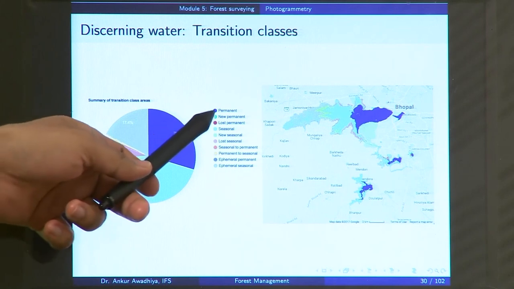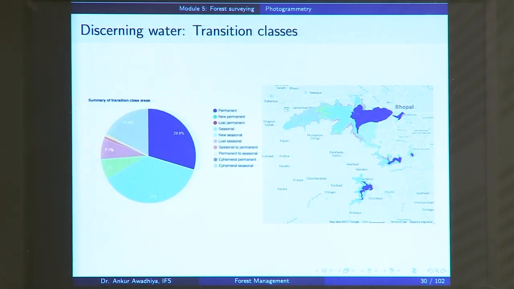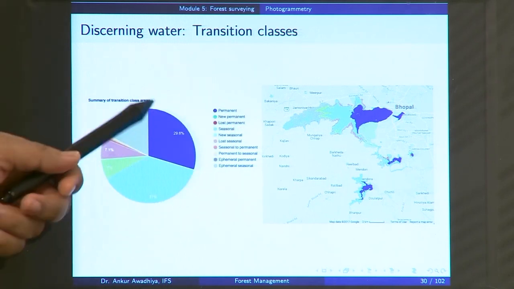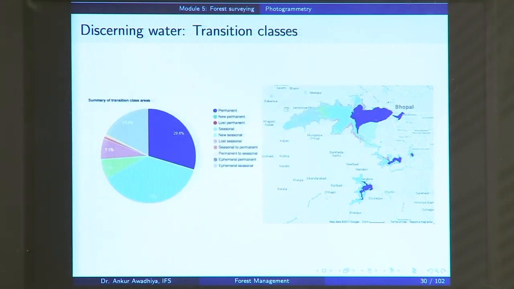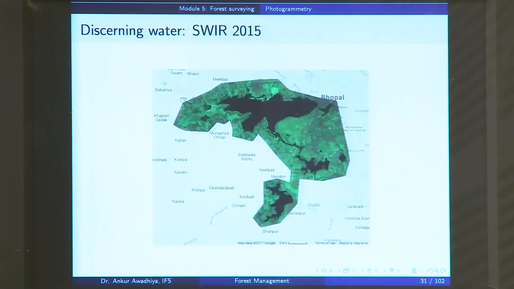How much of the area has become a new permanent water reservoir, or what are the areas in which earlier we had a permanent location of water, but now it is becoming seasonal? What are the areas that have shifted from seasonal to permanent and so on? So, we can get these transition classes, but to make the boundary we can also make use of things such as the short wave infrared bands.